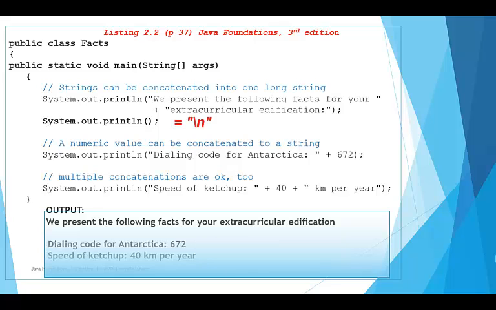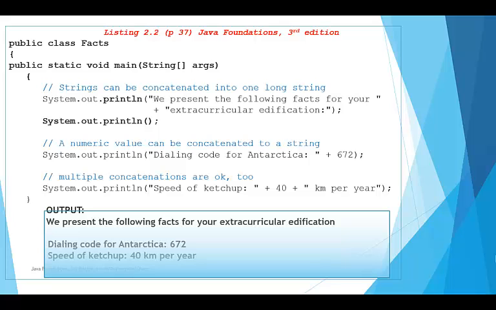The third example shows the appending of a number to the string Dialing code for Antarctica. Again, note the extra blank before the closing quote of the Dialing code for Antarctica string. This keeps the 672 from being smacked up against the colon.